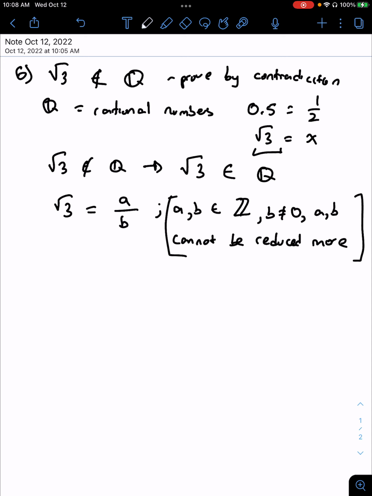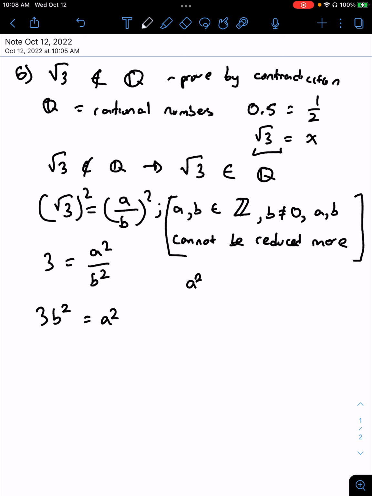The pretty obvious thing to do now would just be to square both sides, right? To get rid of the radical. So it's going to be 3 over a squared over b squared. And then let's say you're solving for a, right? That's going to be 3b squared is equal to a squared. Now, if you look at this, you're going to realize a couple things, right? a squared is equal to 3b squared.